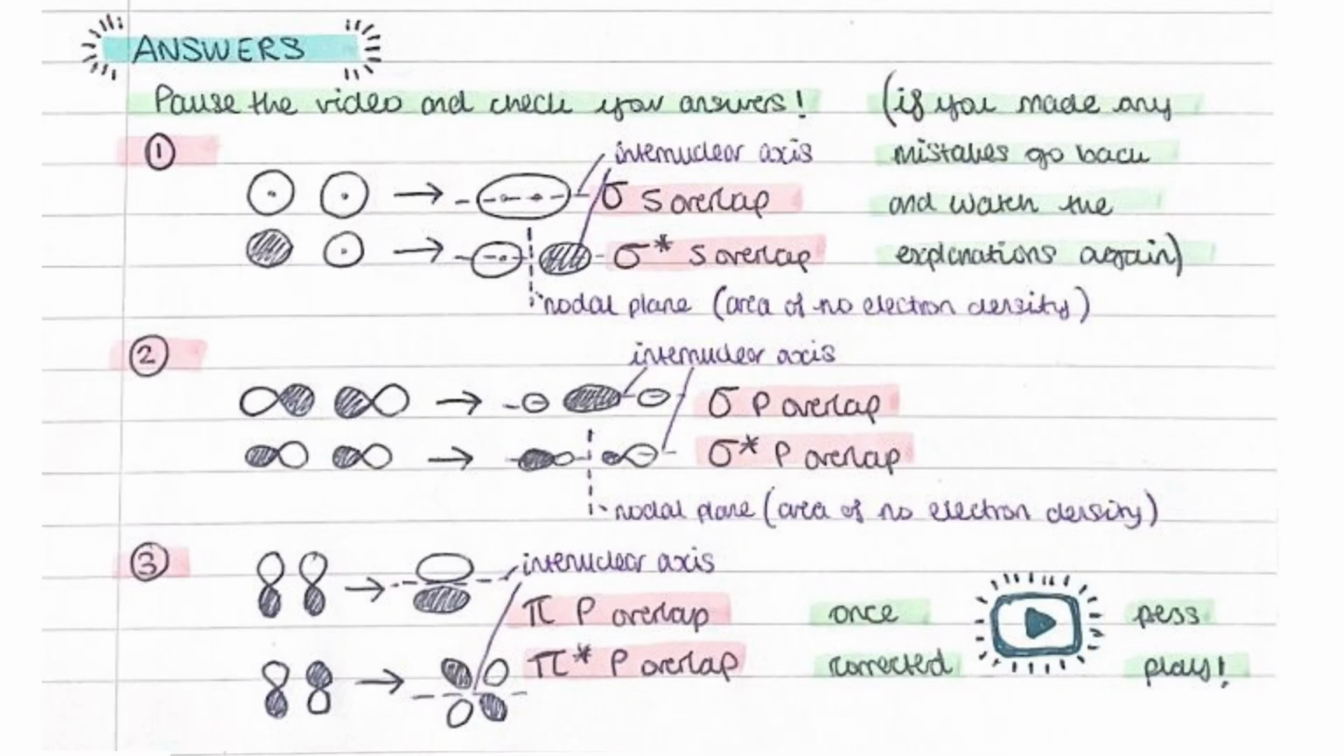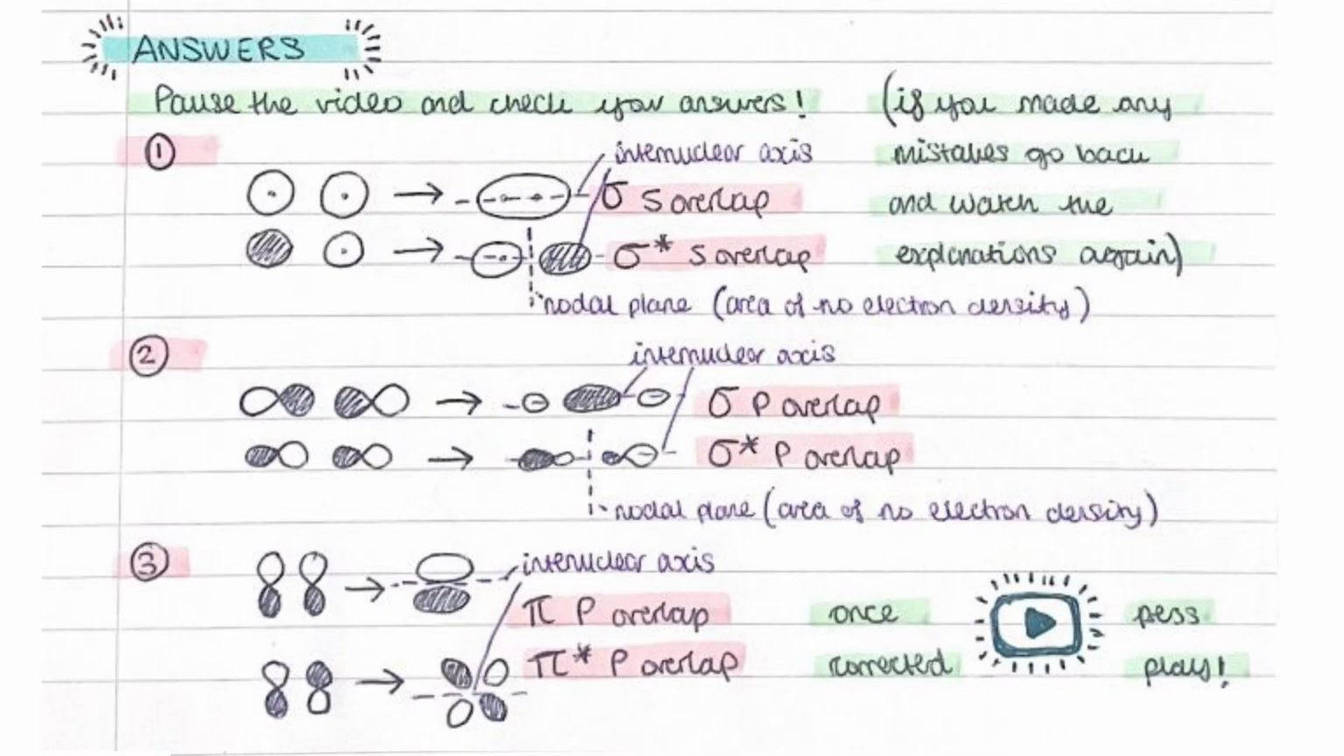Then, for question 2, we had to do the same thing. So again, a sigma overlap, but this is for p orbitals. So every p orbital has an end which has different phases. So we've got one end is not shaded and one end is shaded. The difference between the sigma and the sigma star is that in the sigma, the shaded ends overlap because obviously the shaded ends are both in the same phase.